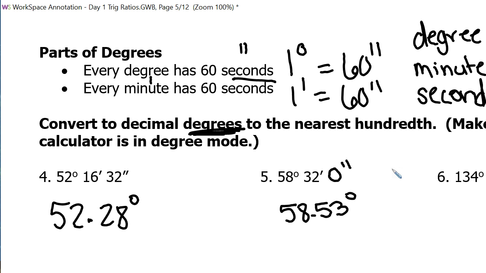Got an answer for number 8? Nobody got an error message? If you got an error message, there's a problem. We have negative 263 degrees. And what is this, 49 seconds? So what is it missing? It's actually 0 minutes. So if you got an error message, type in the 0 minutes with that.